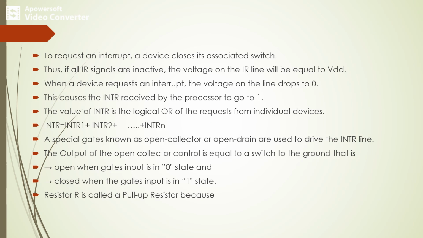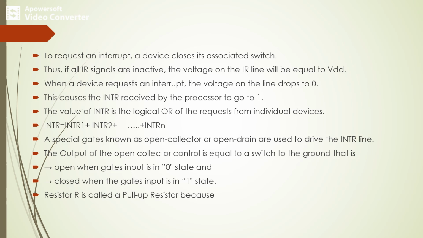To request an interrupt, a device closes its associated switch. Thus, if all interrupt request signals are inactive, the voltage on the interrupt request line will be equal to VDD. When a device requests an interrupt, the voltage on the line drops to 0. This causes the INTR received by the processor to go to 1. The value of INTR is a logical OR of all the requests from individual devices, like INTR = INTR1 + INTR2 + ... + INTRn.